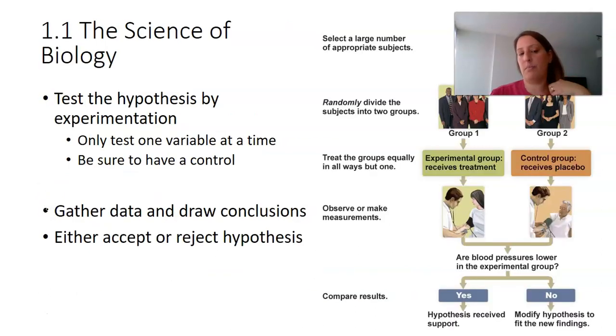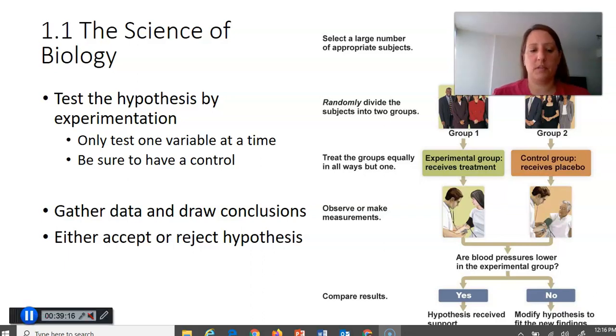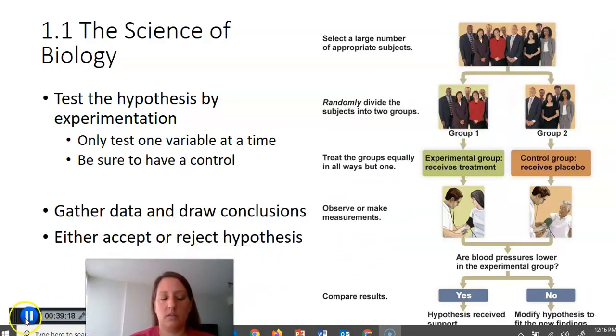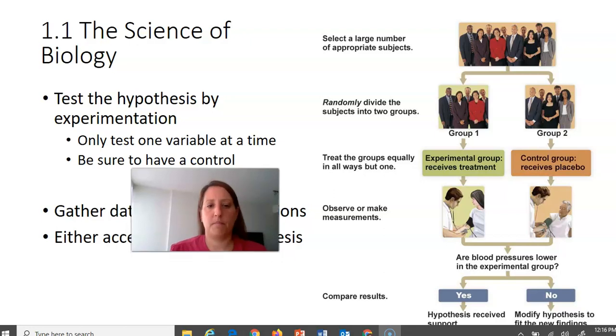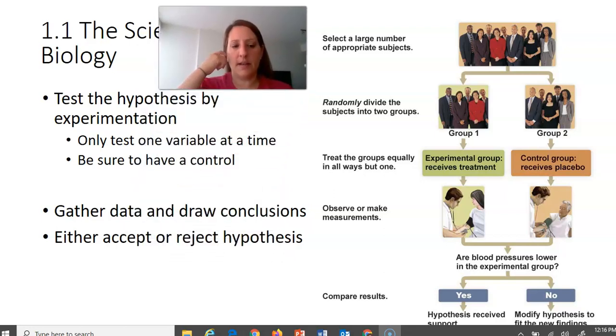Now, after we formulate the hypothesis, we then conduct an experiment. So we'll test that hypothesis. It's key when designing an experiment that you only test one variable at a time, and you always want to make sure that your experiment is controlled. Okay, so let's look here at our example of this drug study.